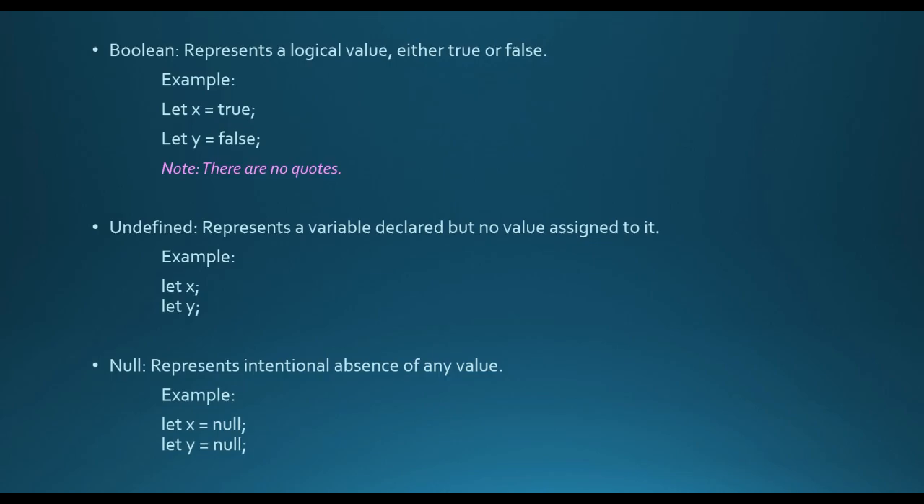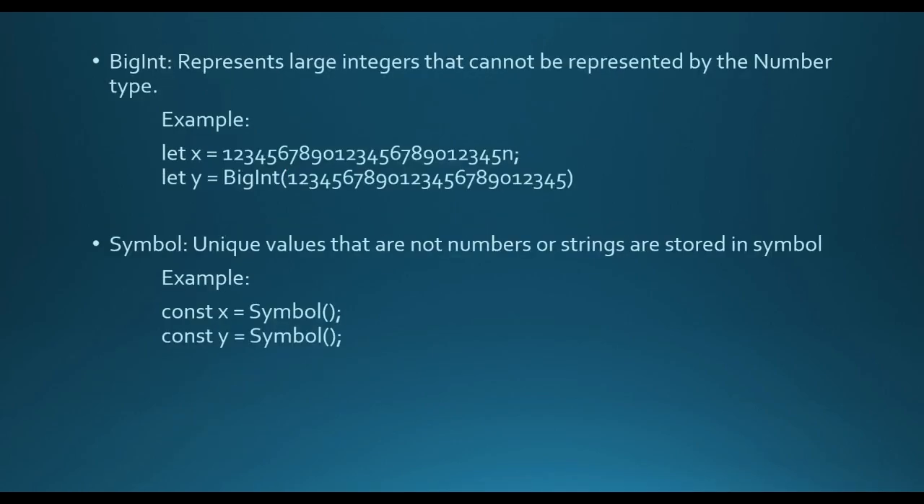Undefined. A variable is undefined if it has been declared but no value has been assigned to it. Null. Null represents the intentional absence of any value. We use it when we want the variable to be empty. BigInt. BigInt is used to represent very large integers that the number type cannot handle. Symbol. Symbol is used to store unique values.